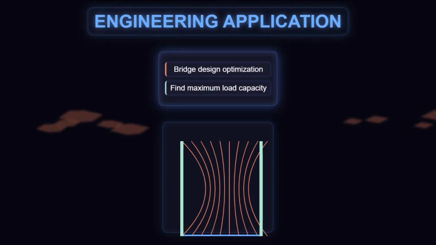Engineers use quadratic equations for bridge design optimization. They calculate maximum load capacity and stress distributions. The parabolic shape provides optimal strength-to-weight ratios for suspension bridges and arch structures.